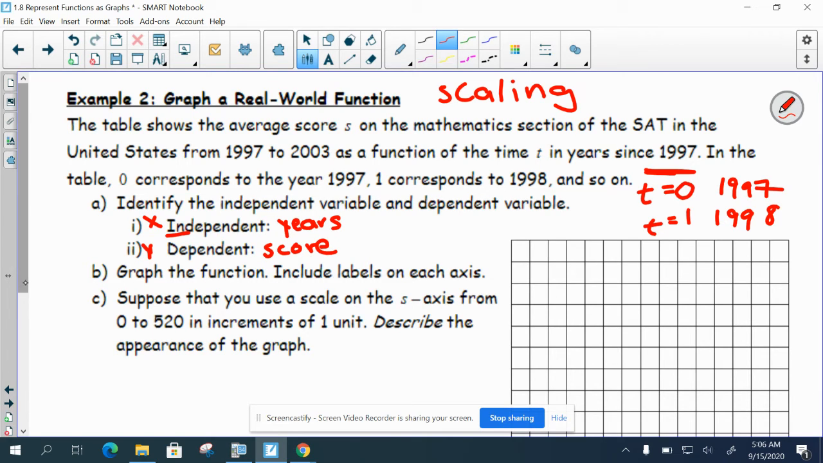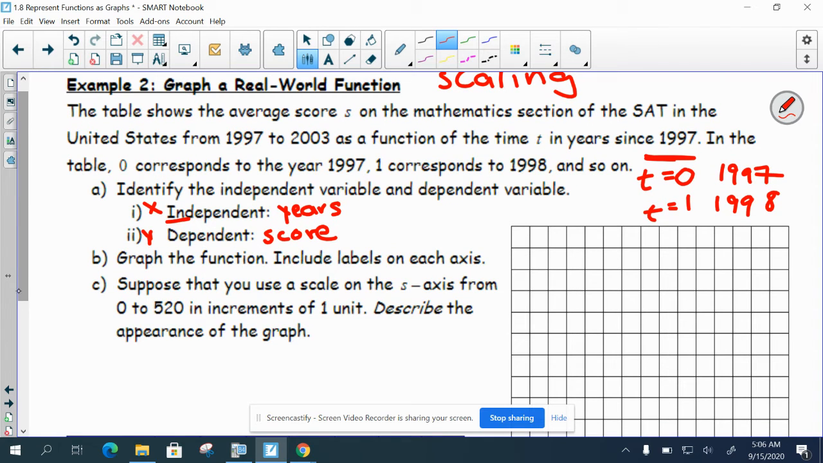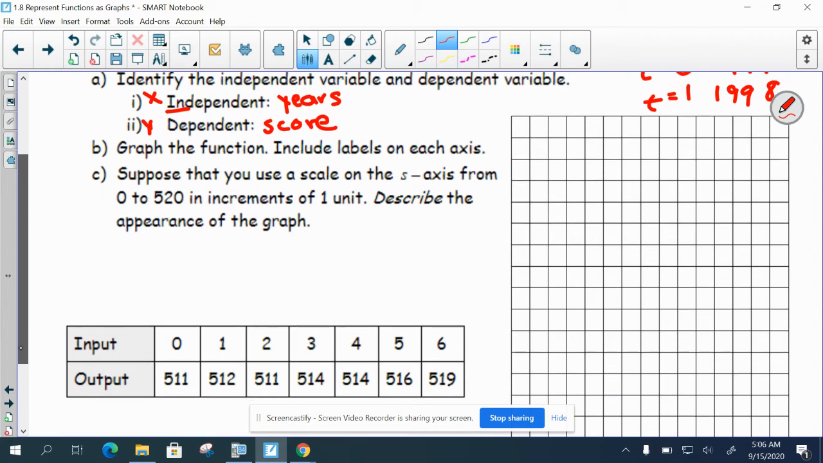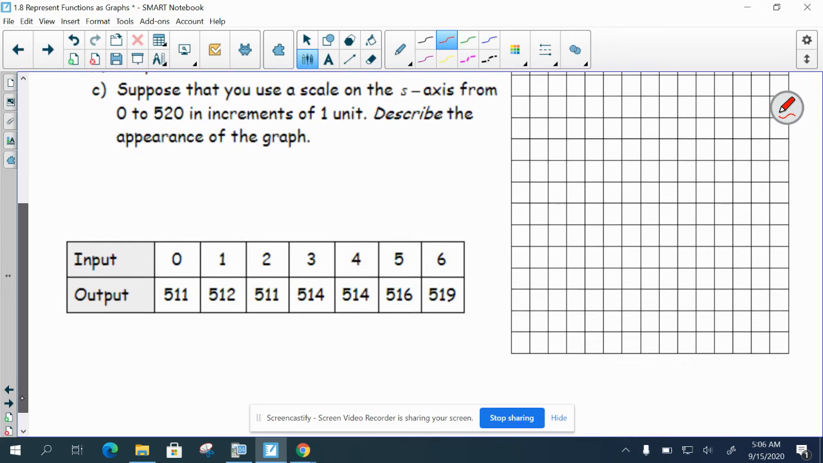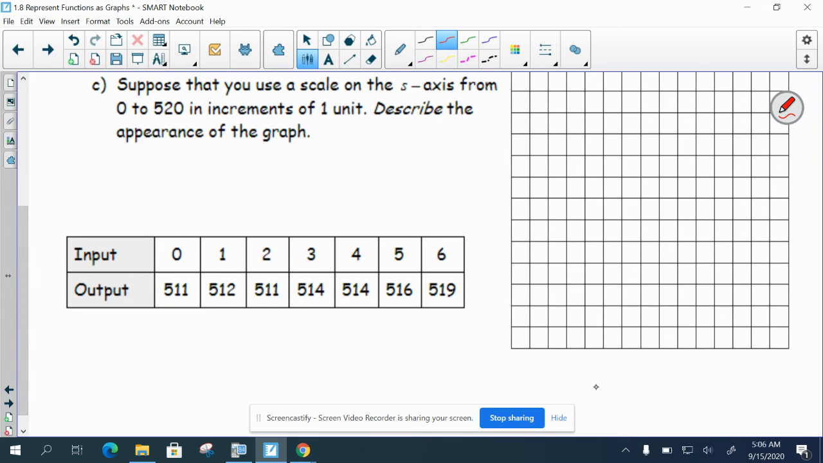So when we're graphing the function, the first thing we do is set up our x and y axis by labeling the x and y axis. So let's label the x-axis as years since 1997. It's good to be descriptive. And then the score. Okay, so let's look at the table. So we want to graph these points.